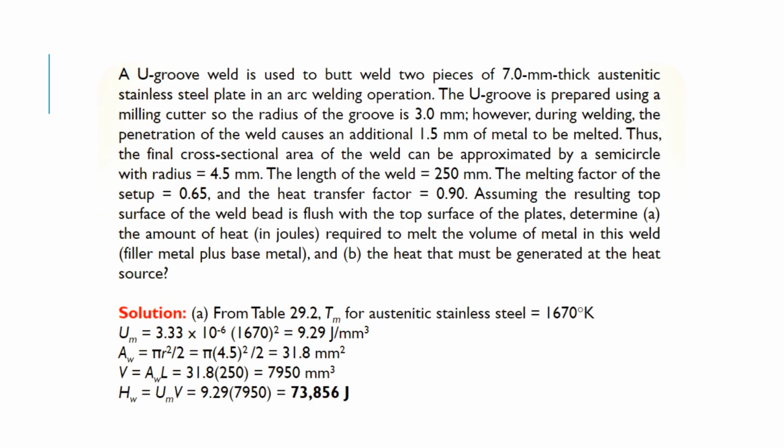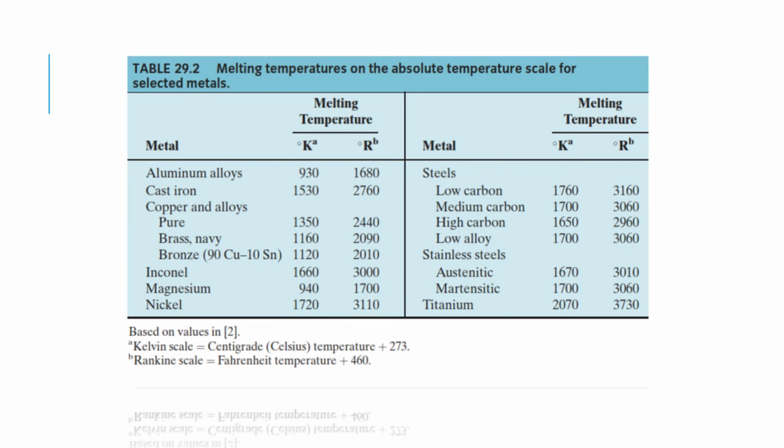Now you can try to solve it yourself. As for A, the solution is given, so try to solve B. How will it look? You can use this table for the melting temperature of the material. As we saw in the example previously, aluminium alloy is 930 K. In Rankine it is 1680.